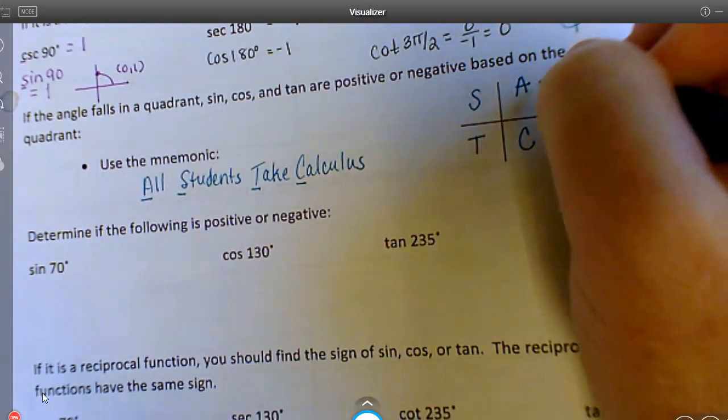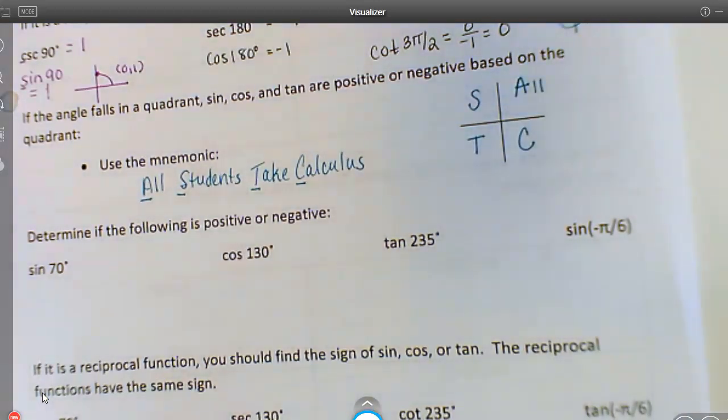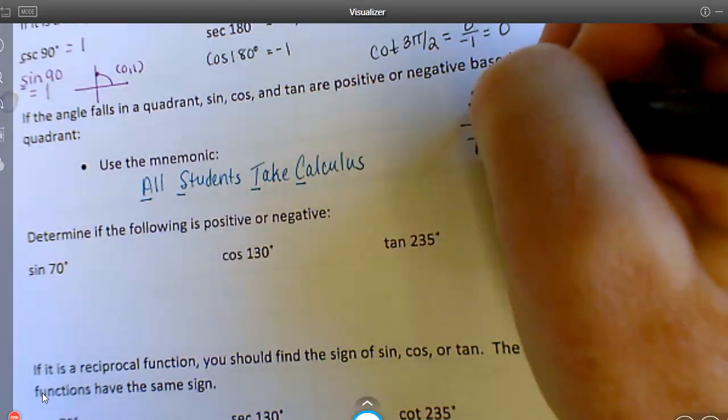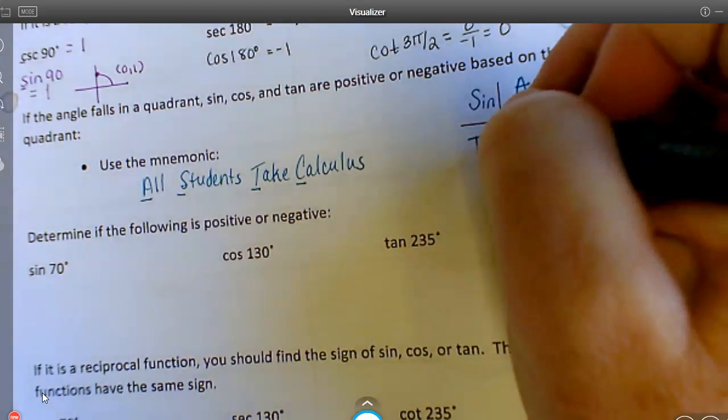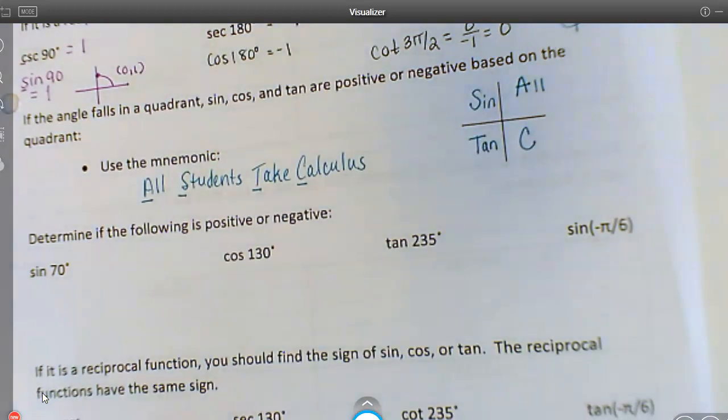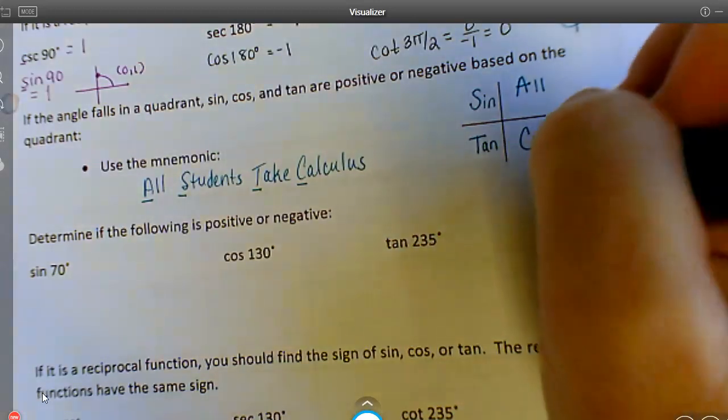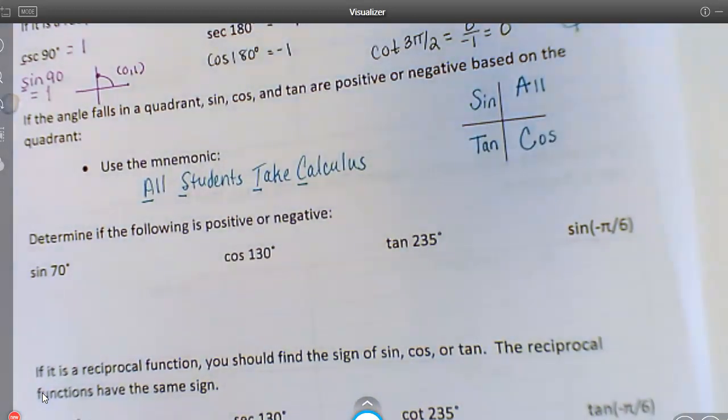The A stands for all, and that means anything that falls in that quadrant is going to be positive. The S stands for sine. Sine is going to be positive in that quadrant, and so is its reciprocal, cosecant. The T stands for tangent. Tangent is positive in that quadrant, and so is its reciprocal, cotangent. And then the C stands for cosine. Cosine and its reciprocal are positive in that quadrant. If it's not positive, it's negative. So anything that's not there is going to be negative.